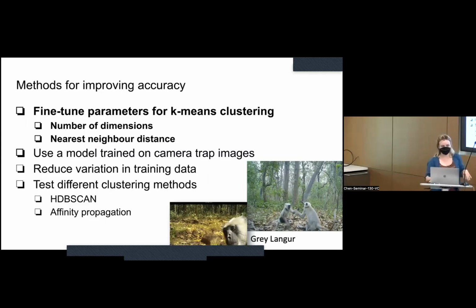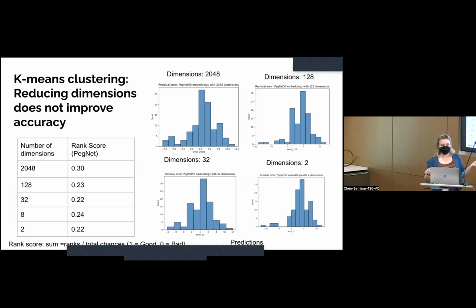So how can I improve this? Firstly, I had a look at the clustering method, and I tried changing the number of dimensions. As I said, my features started at 2,048, so I tried to reduce that to see if it made any difference, and it didn't really seem to. These histograms are that residual error plot again, and it's not really changing the distribution that much, although the x-axes are different here. I didn't have time to fix them.